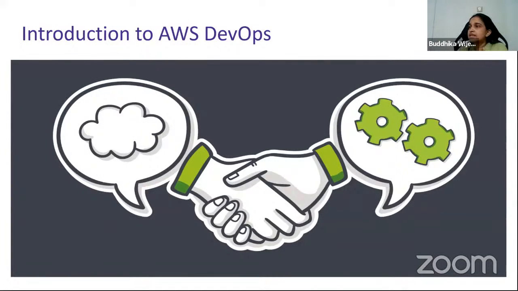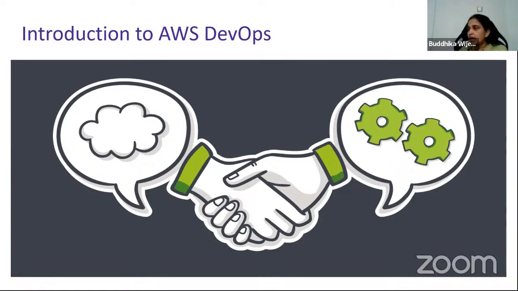Okay, let's move on to our next section. That is about introduction to AWS DevOps. So now we discussed the DevOps basics and the importance of architecture for DevOps adoption. Now we are going to talk about AWS DevOps, how AWS or cloud computing and DevOps can work together. So both cloud computing and DevOps help in accelerating software delivery. Both are reducing the operation complexity.